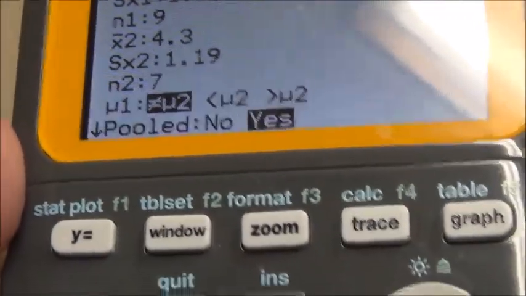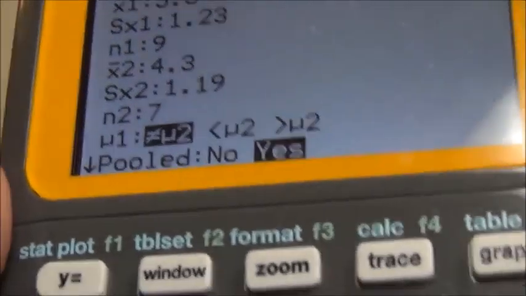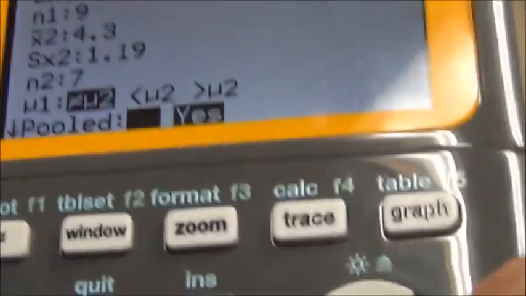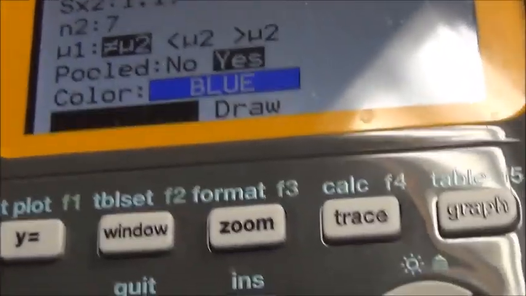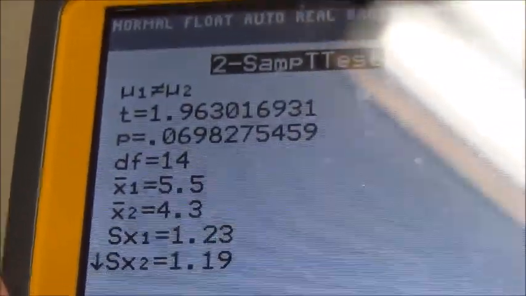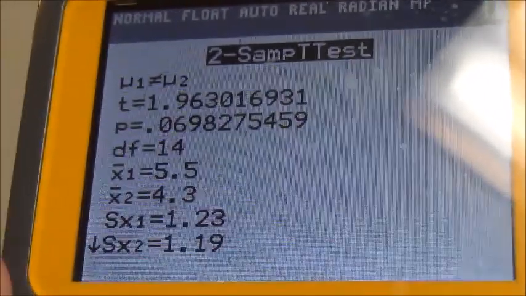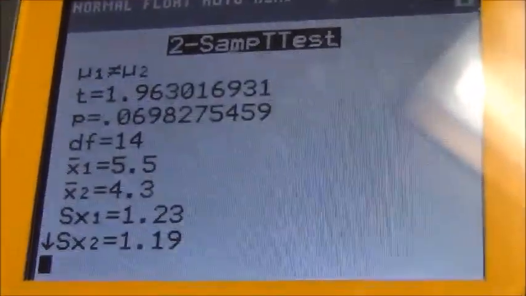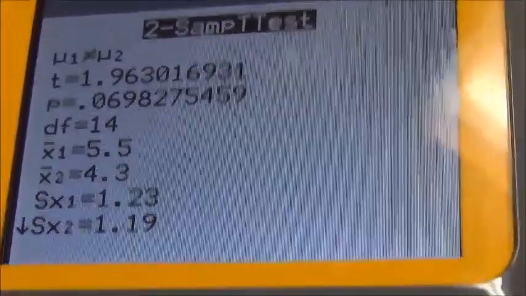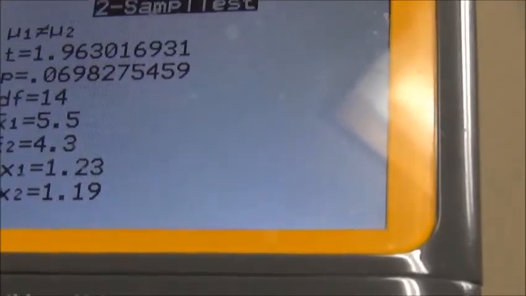Again, we're doing that two-tailed test to see if there is a difference. So we want to have the not equal highlighted. And for pooled, again, we want to have yes. Cursor down to calculate and calculate our information. So our t-value, 1.9630. P-value, 0.0698. My degree of freedom is 14 there.